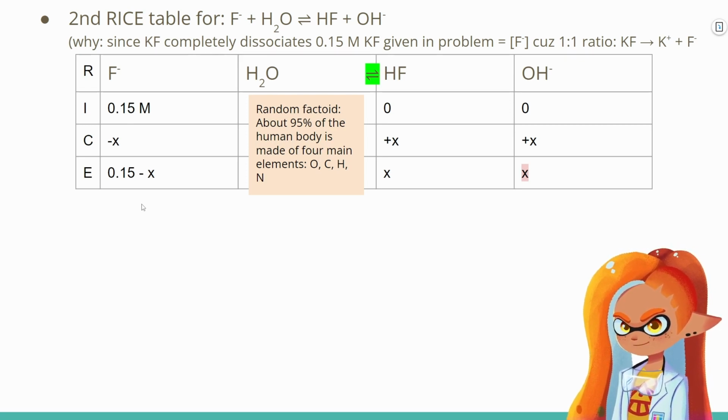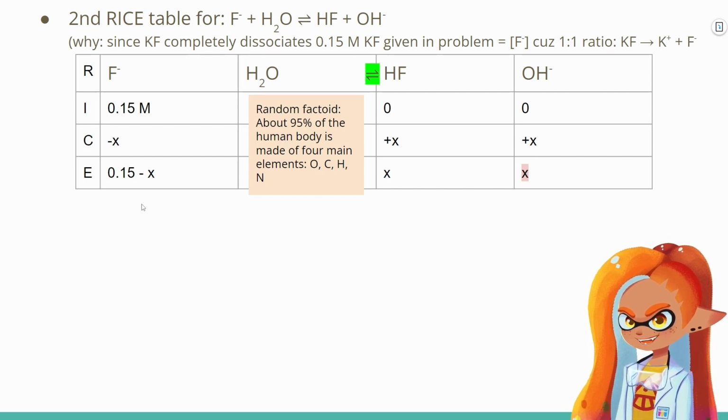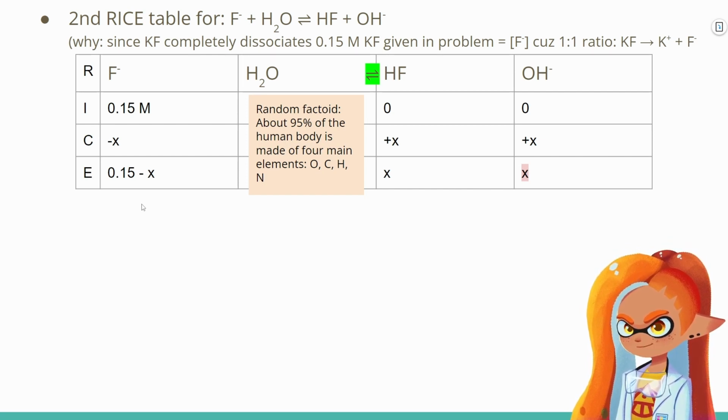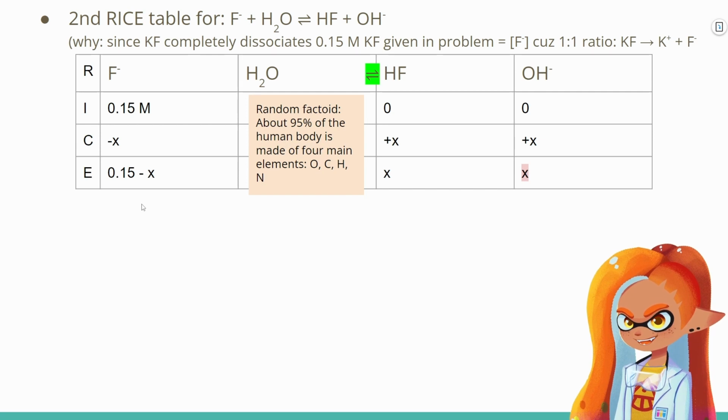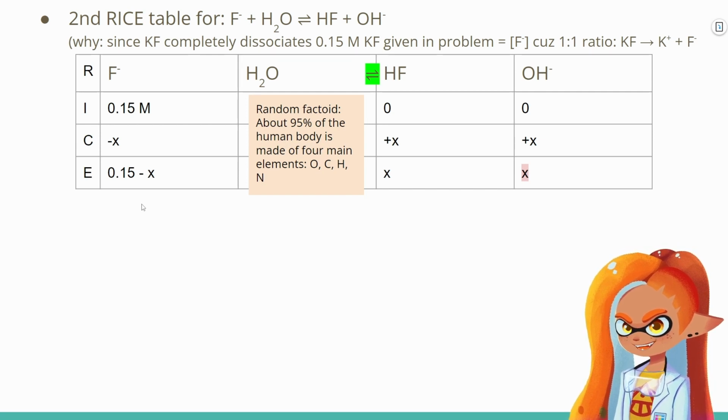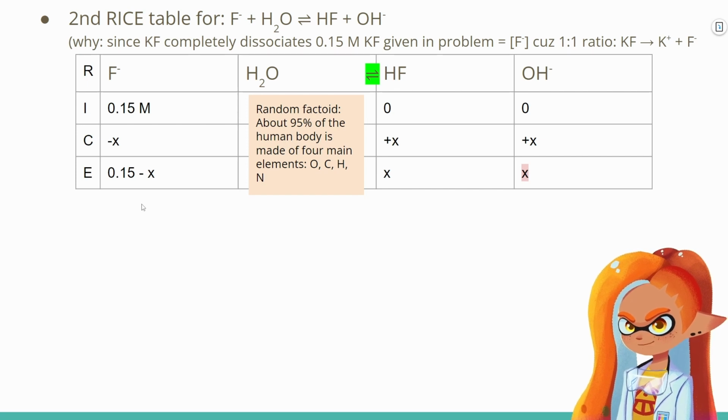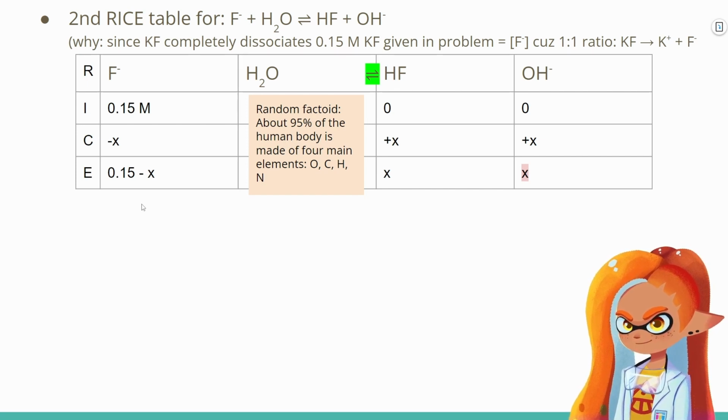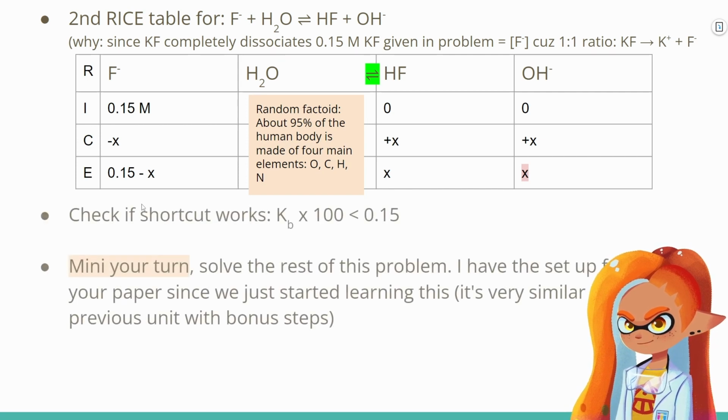Again, water is not part of it because it is a liquid. And so we have our different values here. So again, we don't know the values of the hydroxide or the weak acid, and so we're going to go ahead and put those at 0. And then we have the initial concentration of F minus because that, again, was given in the problem earlier. And so now we can set this up.